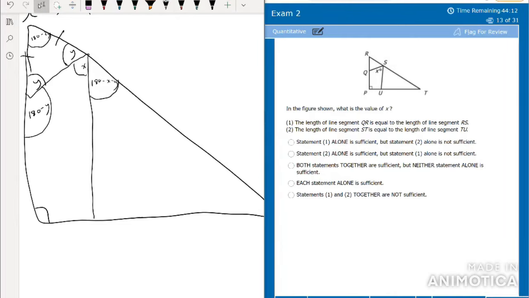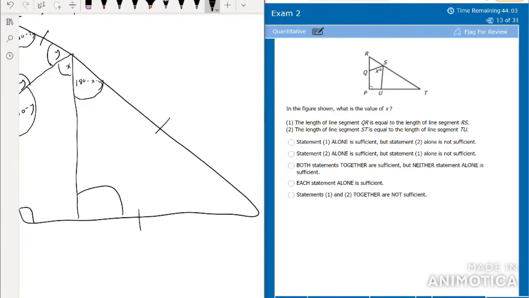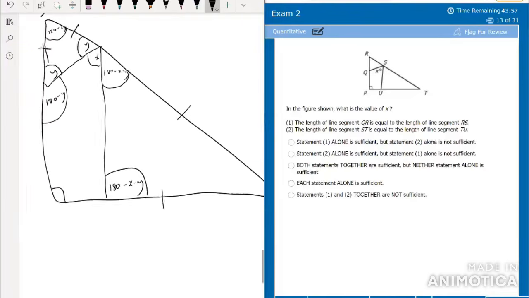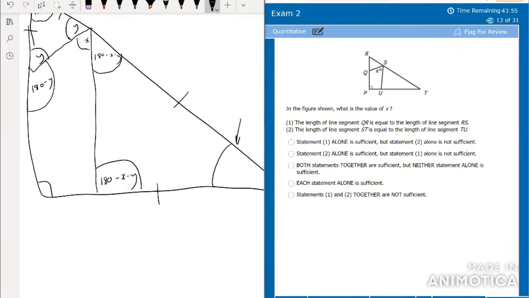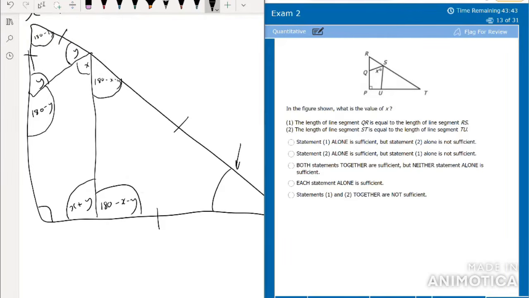So the length of line segment ST is equal to the length of line segment TU. Okay, so then we've got this is this, which makes this one 180 minus X minus Y as well. And this one in the corner makes it X plus Y. That one in the corner is 180 minus 2Y minus 90, so 2Y minus 90. But another way I could have got it is by saying it's part of this triangle, as in I used the big triangle there.